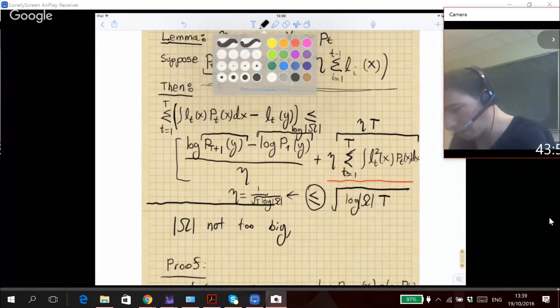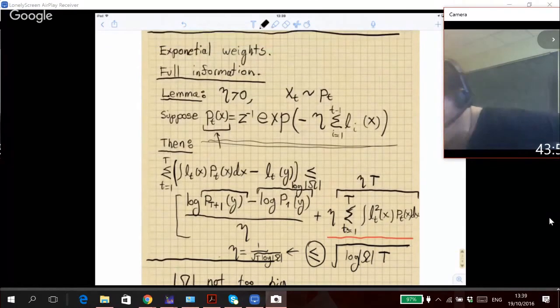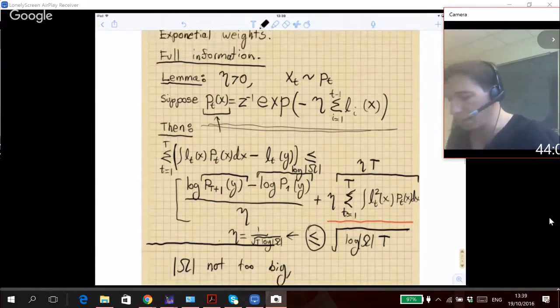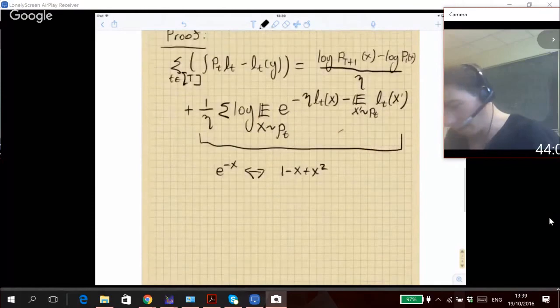And now that we have this thing, this is going to be very useful. This is basically the main ingredient for both the discrete and the linear bandit setting. So here is the nice idea that follows this.